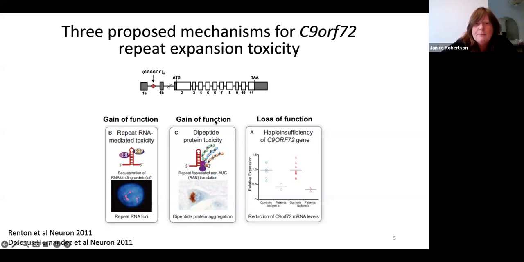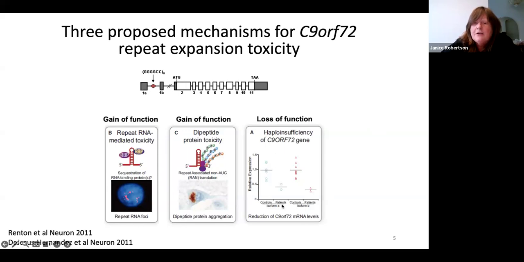And then the very popular dipeptide protein toxicity, generated through repeat-associated non-AUG translation that was originally discovered by Laura Ranum, and then you can generate these dipeptide proteins that can be detected with antibodies. And as you probably are all aware, there are 5 different dipeptide proteins you can see using specific antibodies, and you can see these brown aggregates that are considered to perhaps cause toxicity.